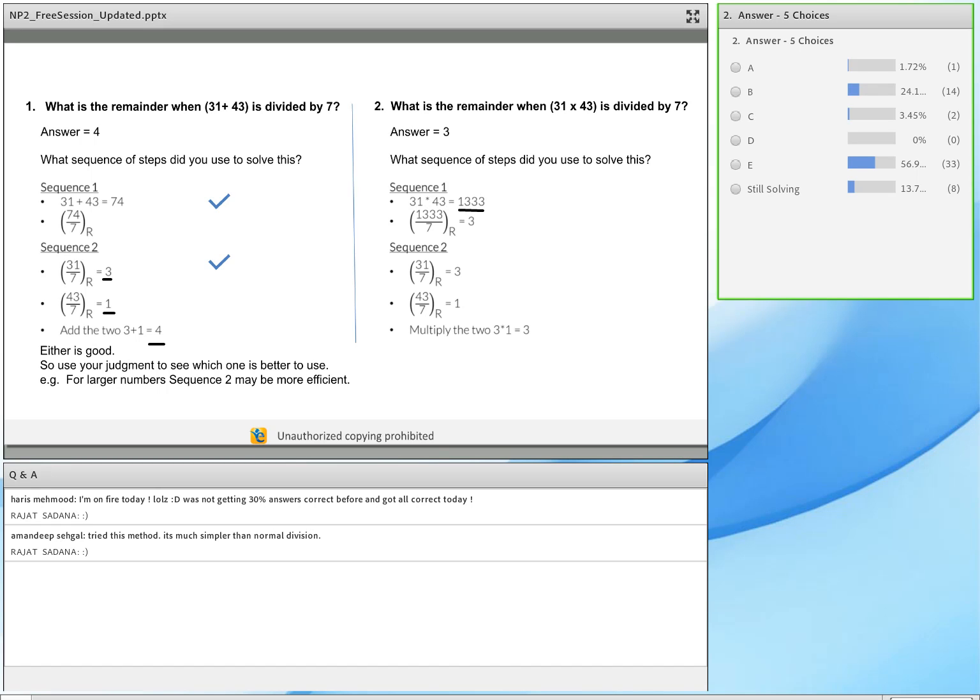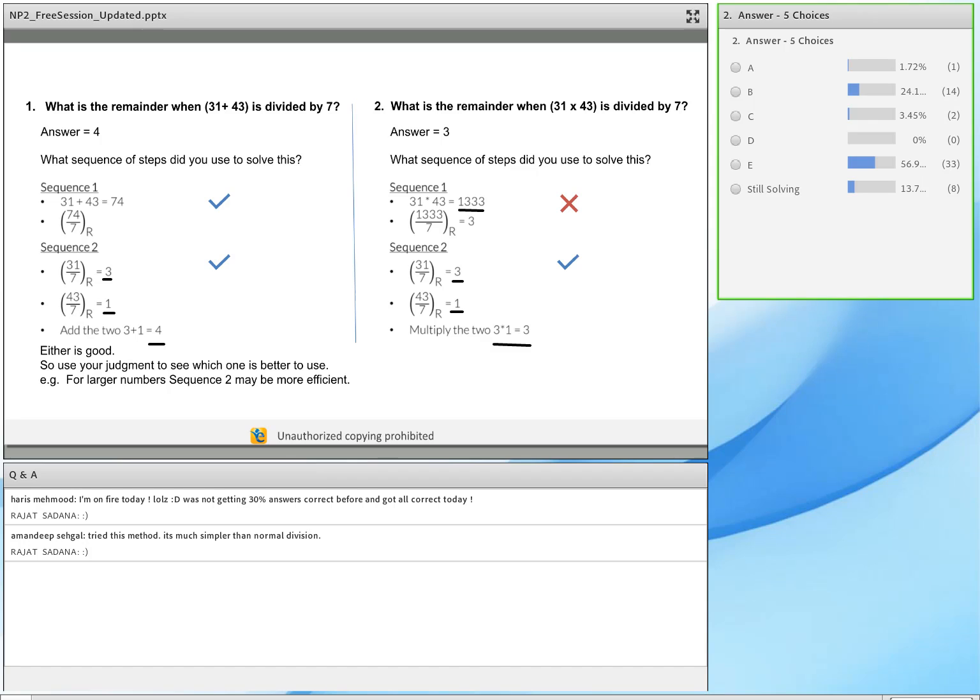Now this is a long approach. This is not an approach that we recommend. The second way of doing it is you divide 31 by 7, you get the remainder as 3. You divide 43 by 7, you get the remainder as 1, and you multiply these two remainders. 3 times 1 is 3. Much more simple approach. This is what we recommend. It's much more efficient.